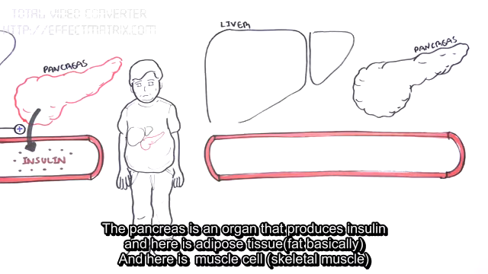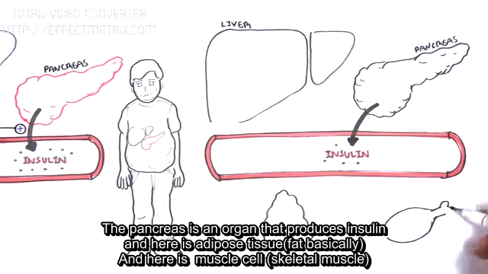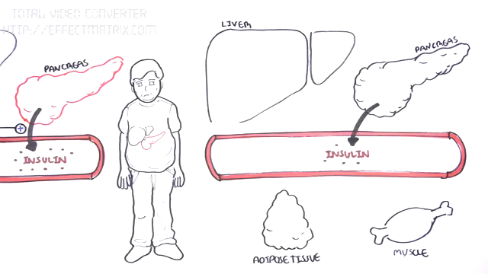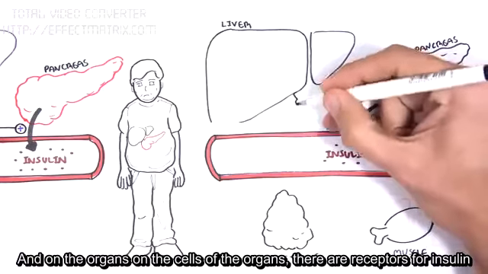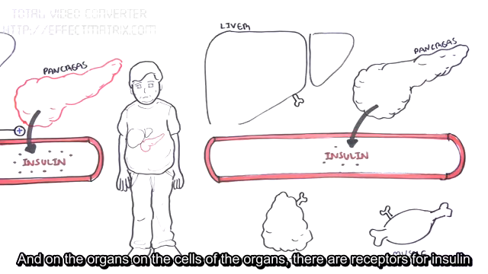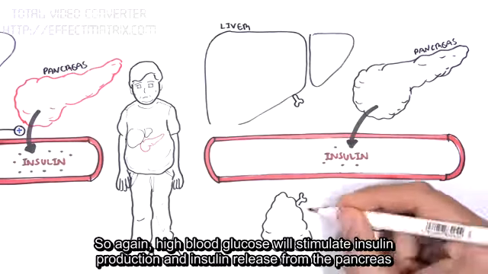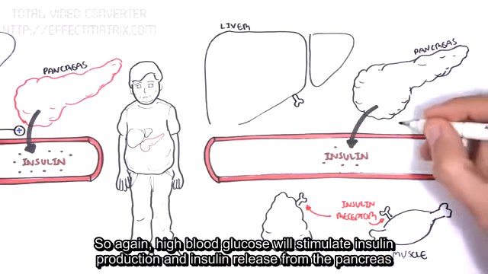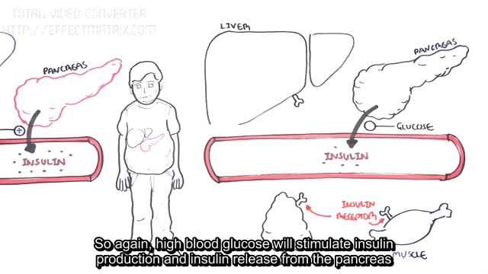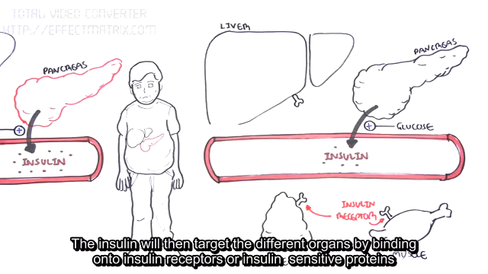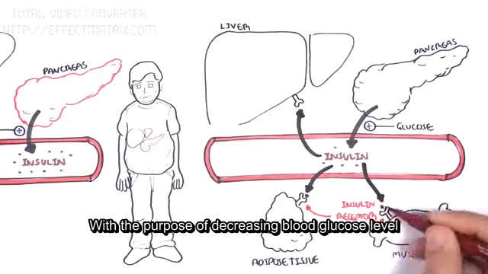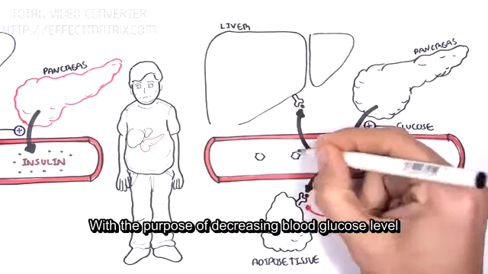The pancreas is the organ that produces insulin, and here is the adipose tissue, fat basically, and here are the muscle cells, skeletal muscles. And on these cells of these organs, there are receptors for insulin. So again, high blood glucose will stimulate insulin production and insulin release from the pancreas. The insulin will then target these different organs by binding onto insulin receptors or insulin sensitive proteins, with the sole purpose of decreasing blood glucose levels.